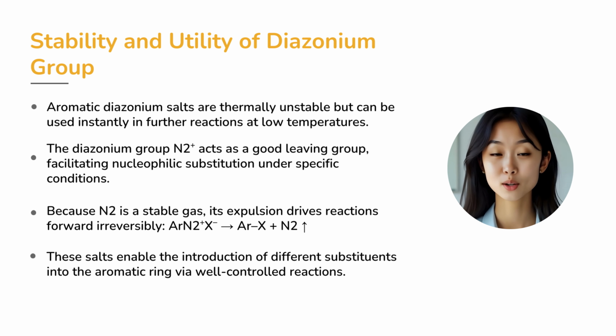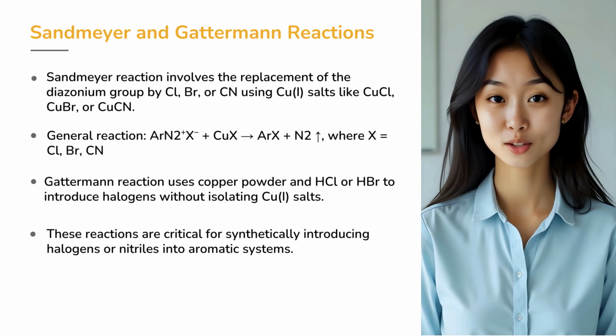What's more, these salts are like VIP passes that let chemists introduce various substituents onto the aromatic ring under controlled conditions. It's a tried-and-true method to customize aromatic compounds for dyes, pharmaceuticals, and more. Visualize a mechanism illustration where the nitrogen group leaves the aromatic ring, releasing nitrogen gas and stabilizing the new product. Think of it as a polite exit, with the nitrogen gas waving goodbye, leaving behind a modified aromatic compound ready for the next step.